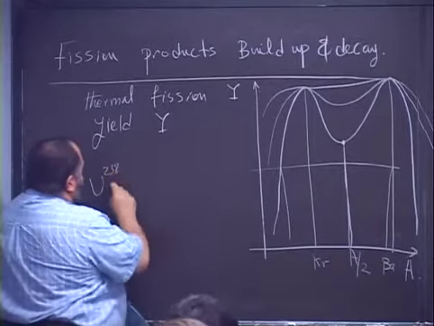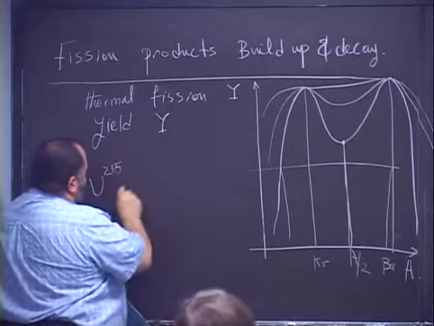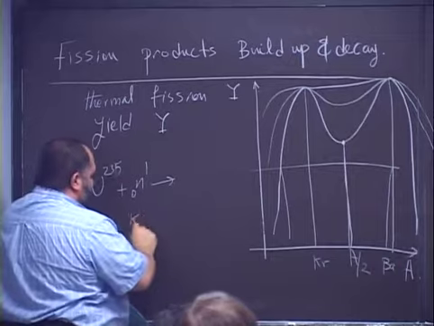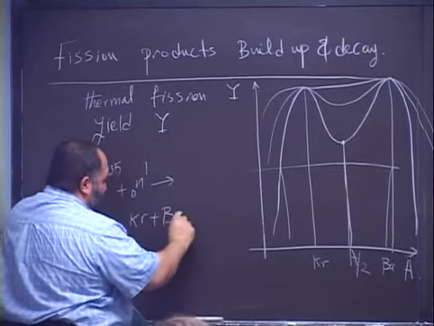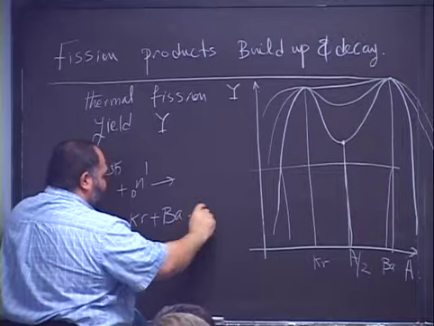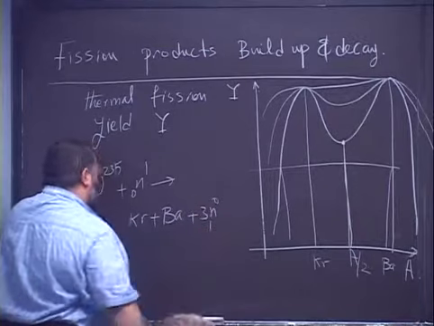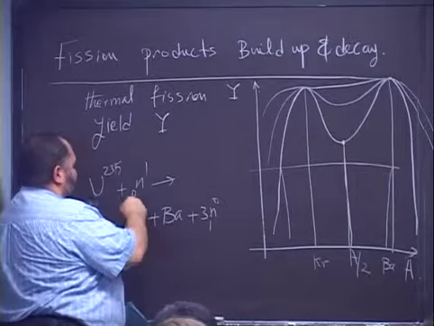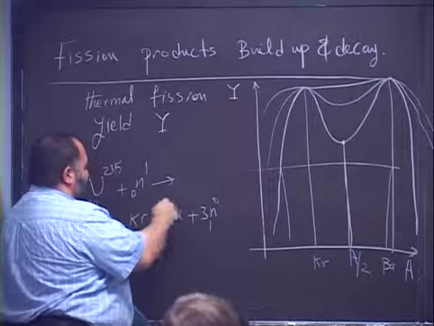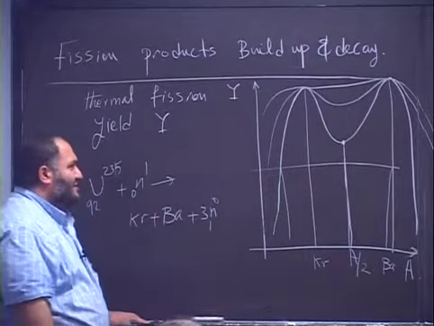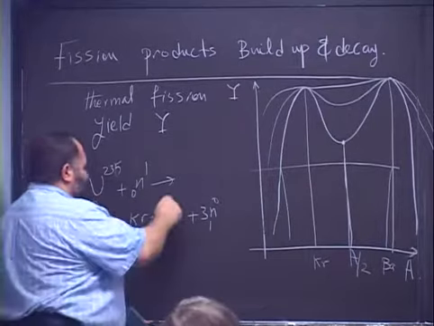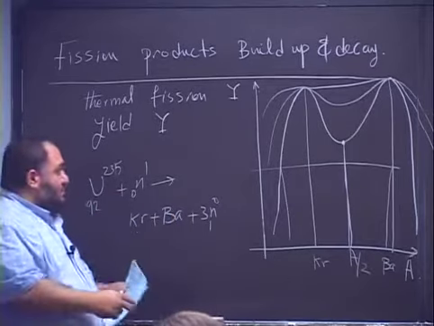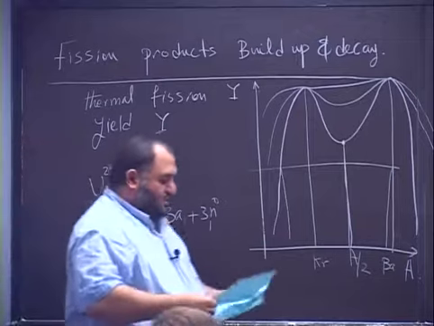So if you write the equation, it would be U-235 plus neutron, and this will give you krypton plus barium plus 3 neutrons or so. And you have to figure out, this is 92, this is 0. You have to figure out what the atomic mass numbers are. I think one is 146, and the other one is 82, if I remember correctly. So this is just a review.